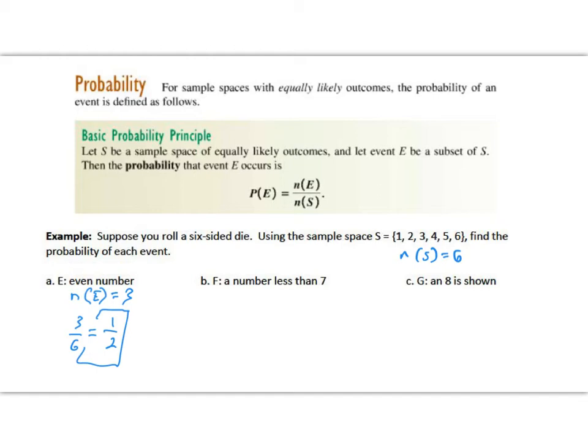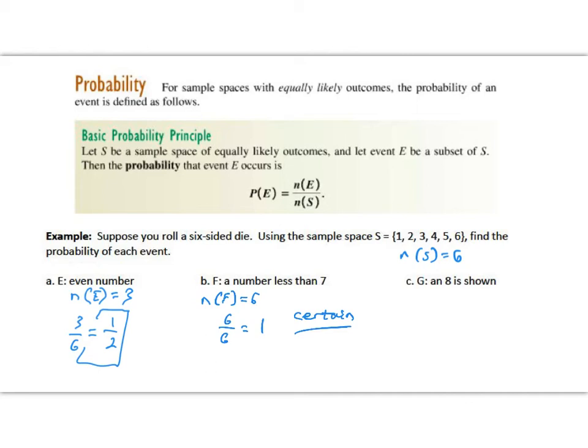What about getting a number less than 7? Well, I want you to think about this. If all of the numbers satisfy that event of being less than 7, then the probability is going to be 6 out of 6 or 1. This is what we call a certain event. It is bound to happen for sure.